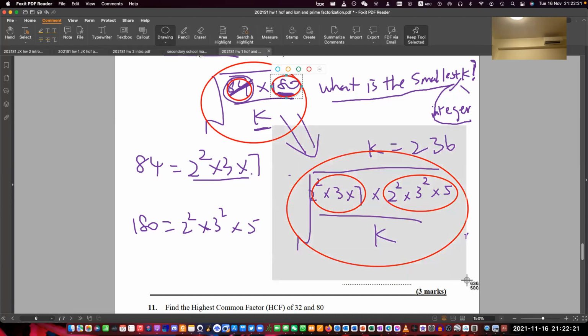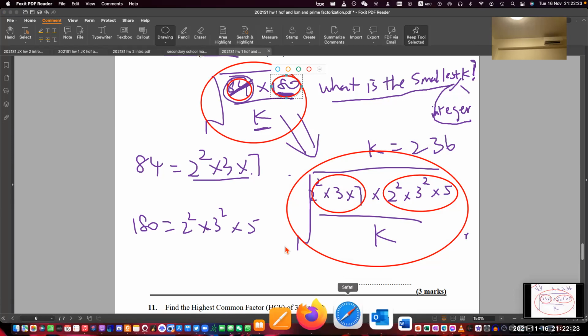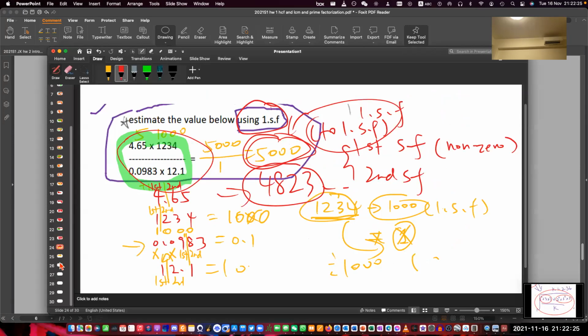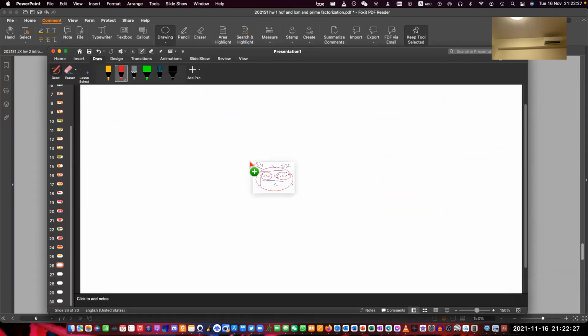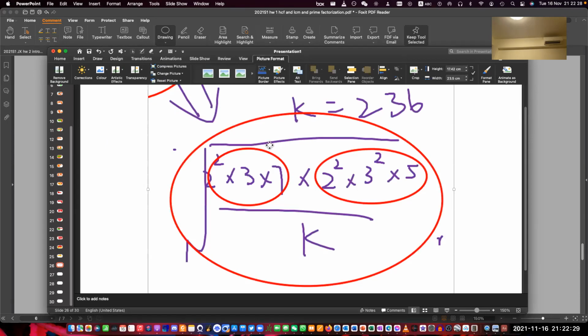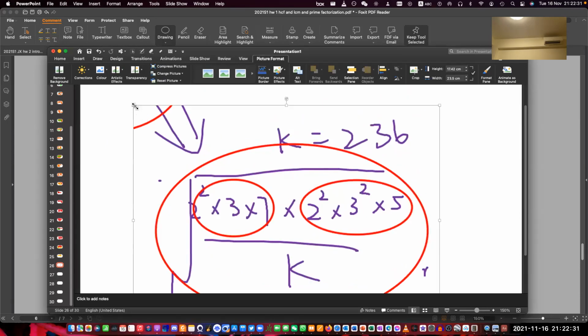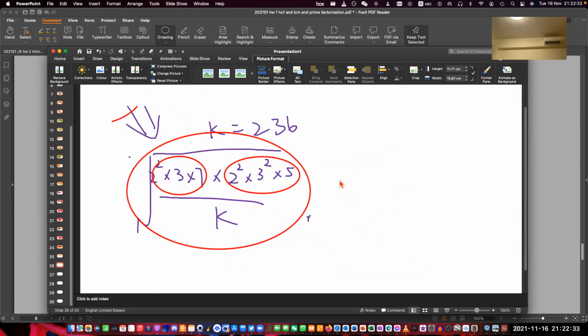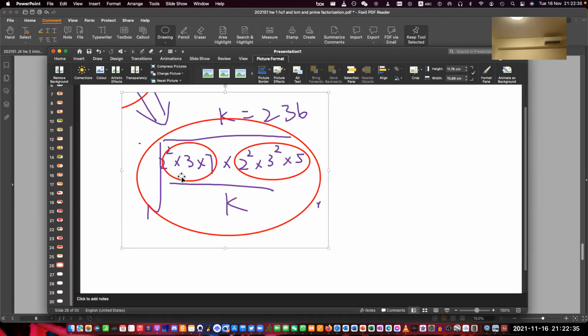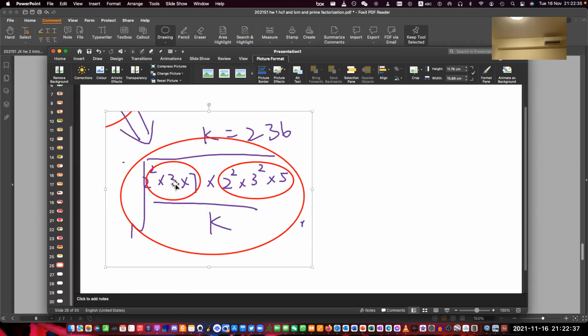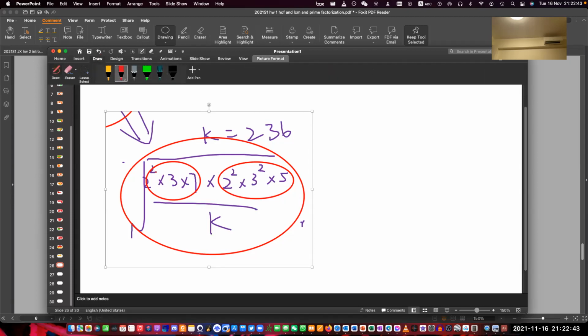I'm going to crop this out and do it on PowerPoint because I have more space here. All right, good. So step one, I transform the question into prime factorization. Now, the next step is you are going to combine. You have 2, 2 here and 2, 2 here. So you combine, you end up with four 2s.